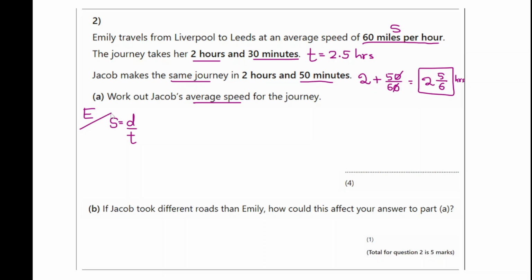Let's do that. For Emily, her speed is 60 miles per hour is equal to distance we don't know, and the time is 2.5. Now this division 2.5 becomes multiplication 2.5. 60 times 2.5 is your distance. Let's put this in the calculator. So we can see it's 150 miles.